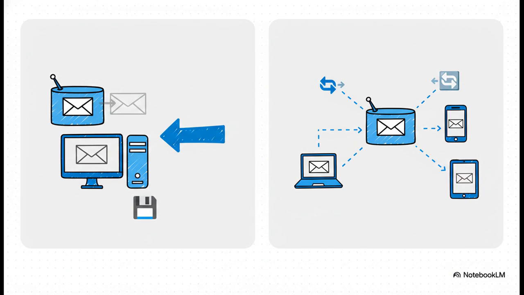But the modern way, the one we mostly use now, is IMAP. IMAP leaves all the mail on the server and just syncs it across all your devices. Read an email on your phone? Bam, it's already marked as read on your laptop. It's a simple idea, but it's the brilliant engine that makes our modern multi-device lives possible.